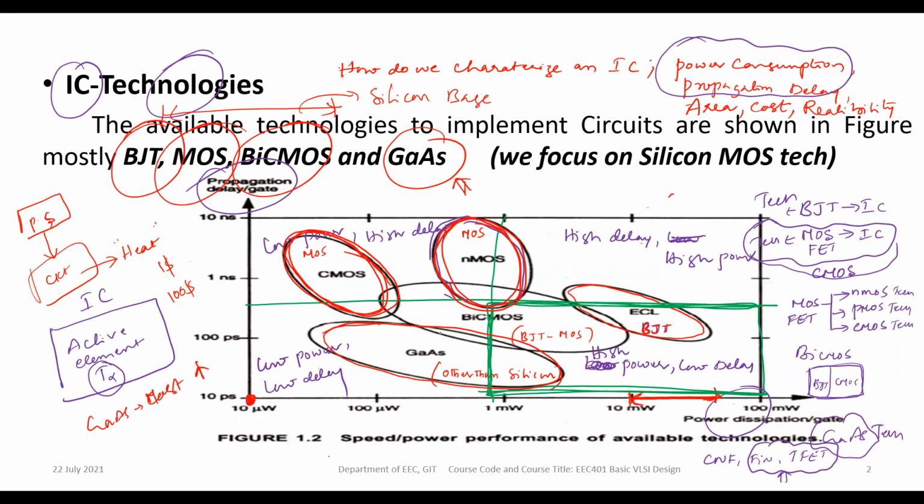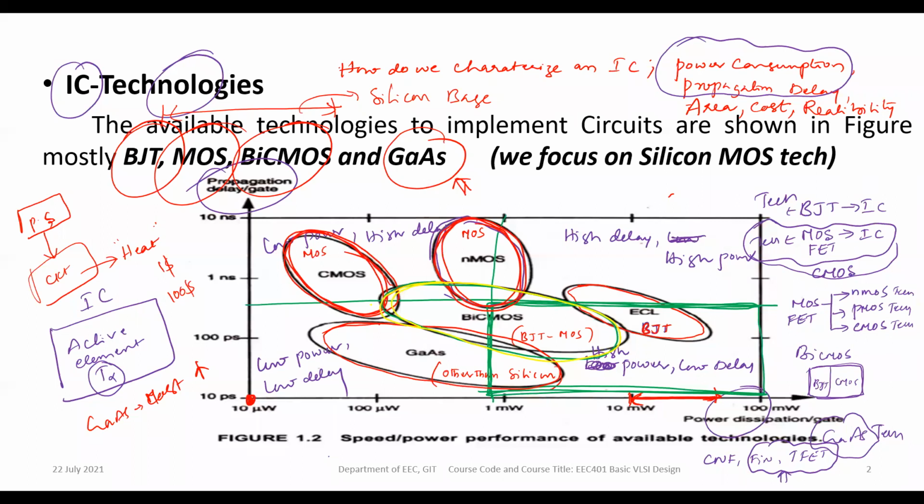So they used the BiCMOS technology. The minimum thing that can be achieved by using the bipolar junction transistors.